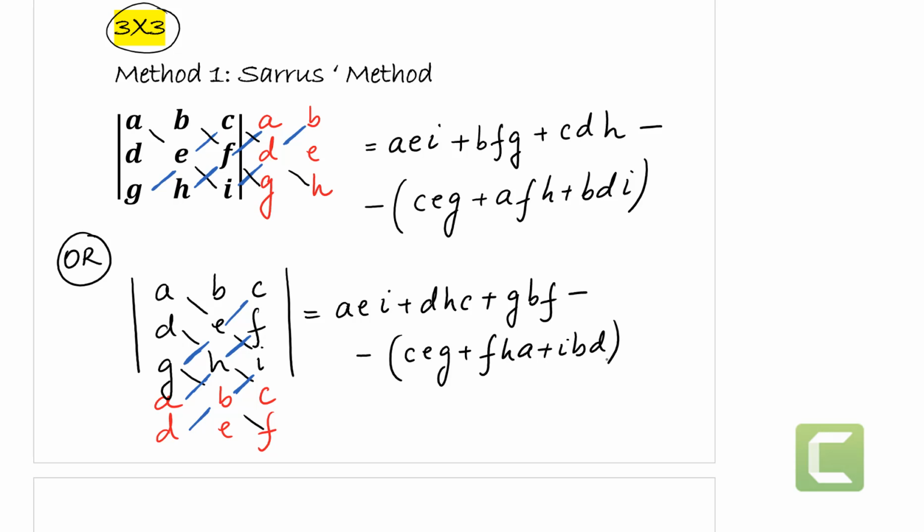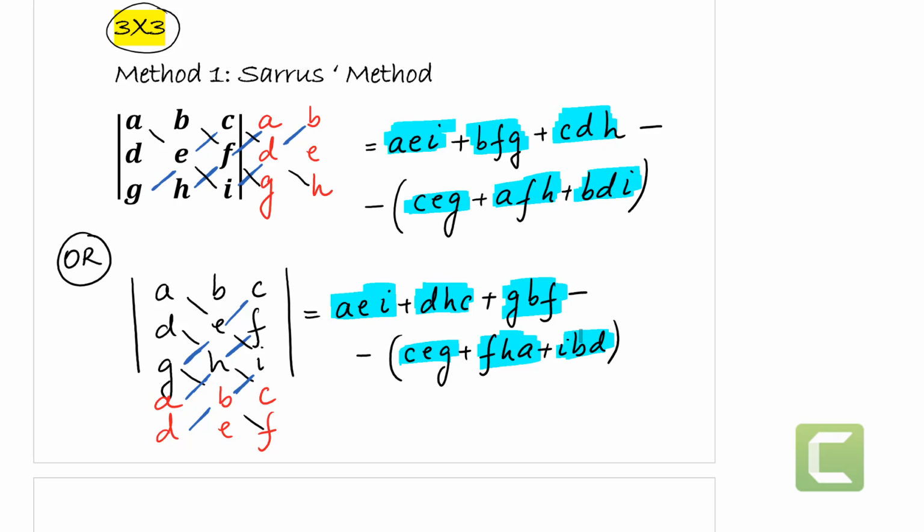And if we compare these two, let's see. Do we get exactly the same terms? Let's see, BFG. BFG is just the factors written in a different order. CEG, CEG, but then AFH and FHA. But multiplication is commutative, so no problem here.